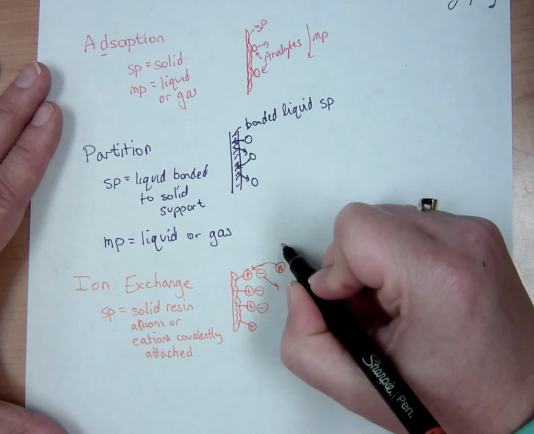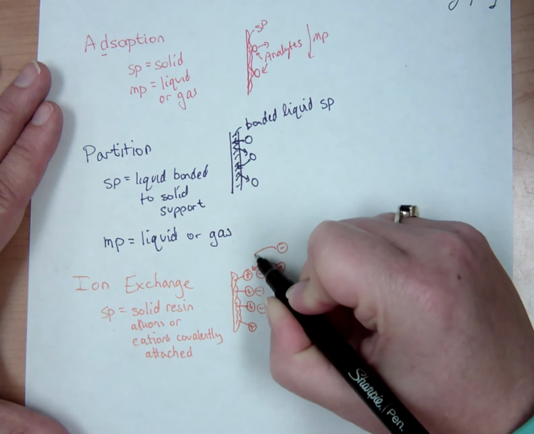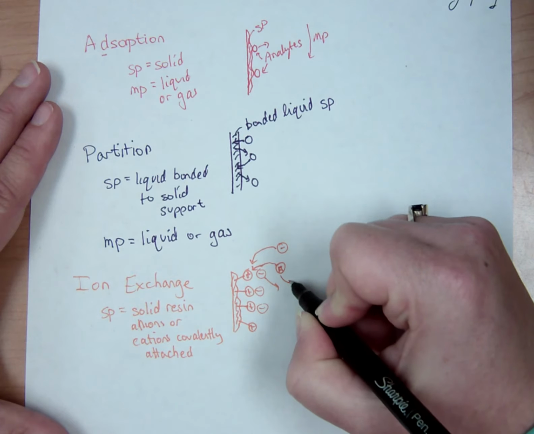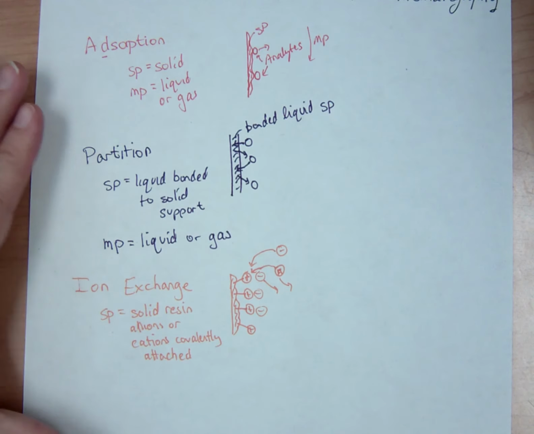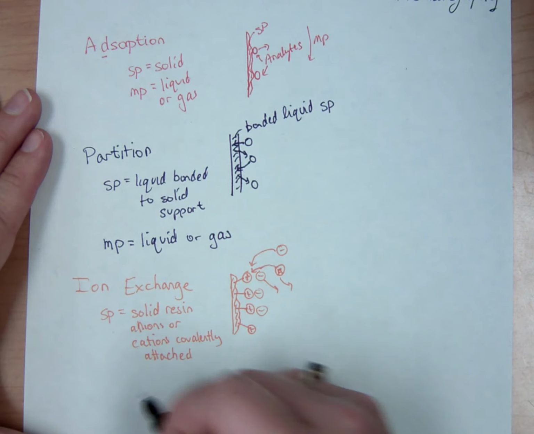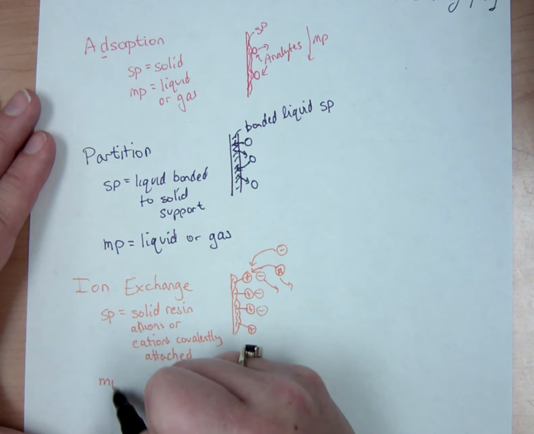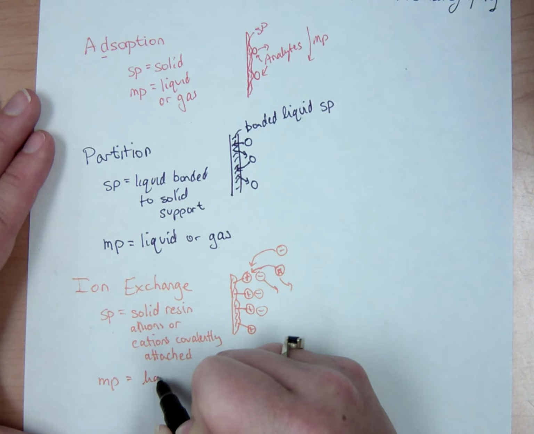But there are other negative charges in solution that are going to come in, kick off the analyte, and the analyte will return to solution. Okay? So that's kind of the process for ion exchange. And again, we'll get into more of this when we talk about ion exchange in the next module. But the mobile phase for ion exchange is always going to be a liquid.